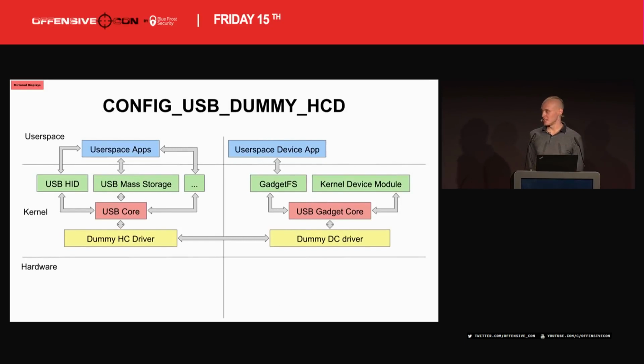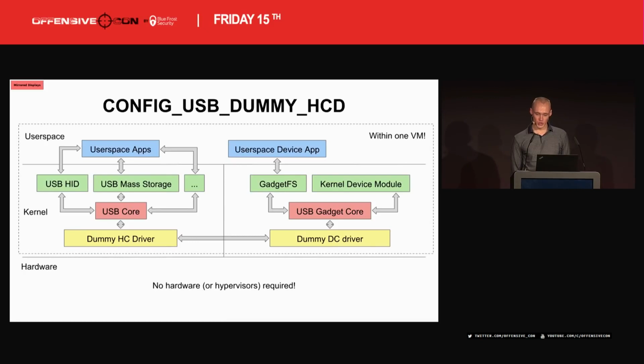Actually, there is a magical config that took me some time to figure out and to find out how it works. It's a config that implements two virtual drivers, one for the host controller and one for the device controller, and just connects them within the kernel. So all of this happens within one VM or the same device, and you don't need any hardware. You can write a user space app that, through GadgetFS or something else, would emulate a USB device, and via the dummy drivers it would just be connected back to the same kernel. You're connecting USB devices from user space to the kernel this user space is running on.